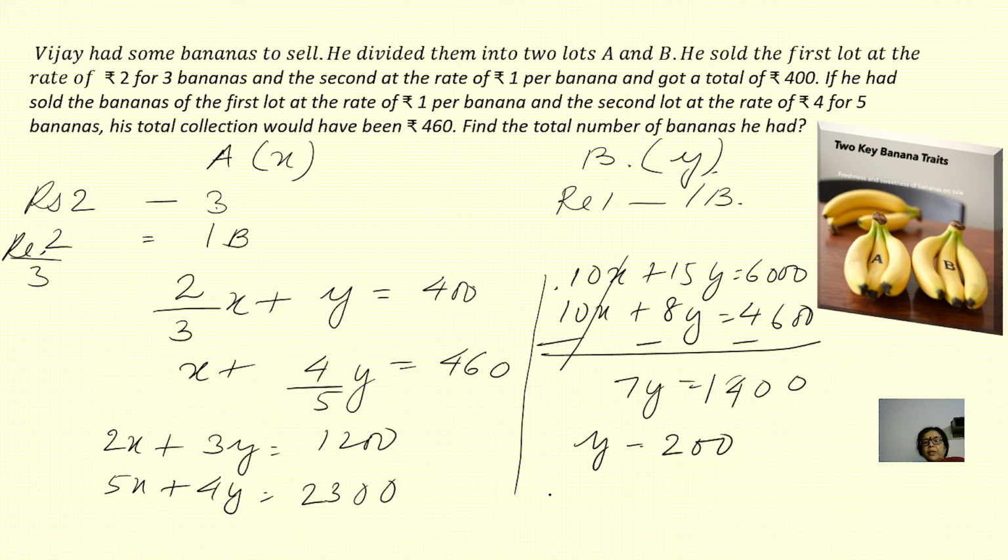And x will be, 2x is equal to 1200 minus 600. That is equal to 600. So x is equal to 300. So the total number of bananas he had is x plus y. That is 300 plus 200, and that is equal to 500.